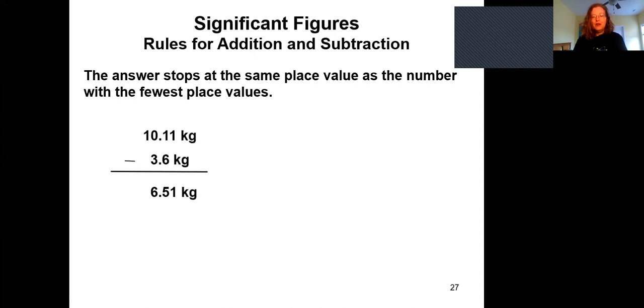Now, briefly, we're going to go over rules for addition and subtraction. Again, the previous rule, keeping the fewest total number of significant figures, is the one we'll use the most when we do multiplication and division. In the beginning, we're also going to do some addition and subtraction, just so you know there's a different type of rule. For this one, the answer will stop at the same place value as the number with the fewest place values. So this is where you have to remember about place values.